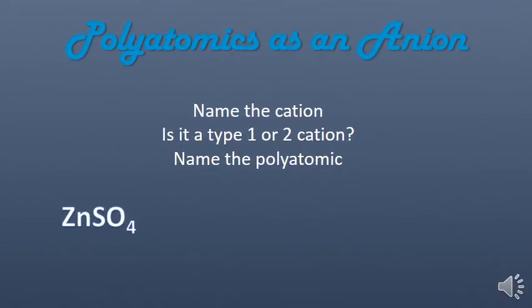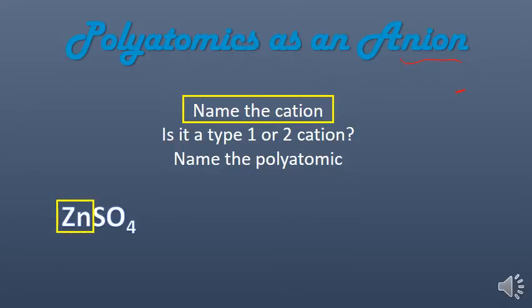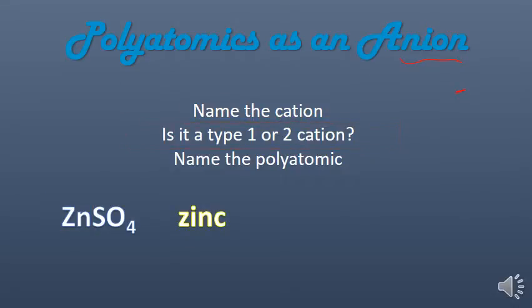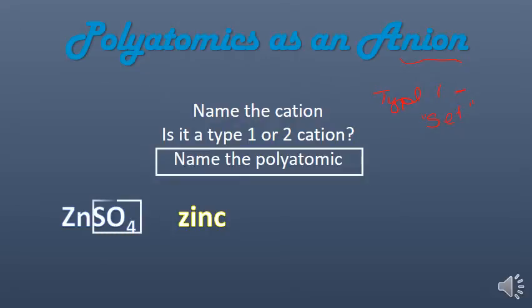The rest of your polyatomics are going to be anions. And anions, remember, have negative charges. So the rules are very similar. First, we're going to name the cation. In this case, our cation is zinc. And you have to ask yourself, is zinc a type 1 or type 2 cation? Well, in this case, it's a type 1. And type 1 cations, if you recall, we don't need to put the charge in the name because it has a set charge. So now all you have to do is name the polyatomic. You don't have to change its ending at all. Simply name it. Sulfate, and you are done.